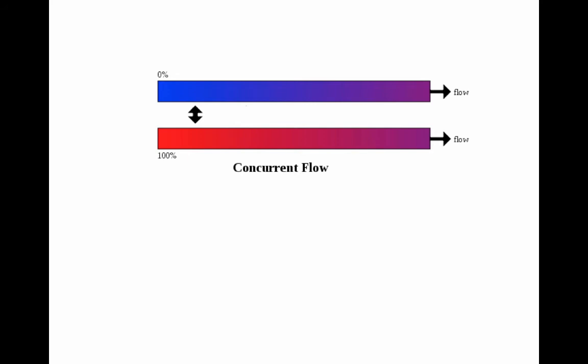in the same direction. So what we see here is the water is coming in 100% oxygenated. The blood is coming in, let's say, completely deoxygenated, just for the sake of this illustration, and they're flowing along together in the same direction. So what we have here is a very high difference in partial pressure between the oxygenated water and the deoxygenated blood.